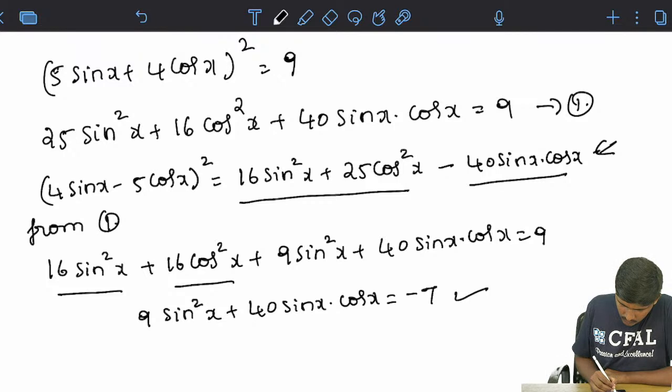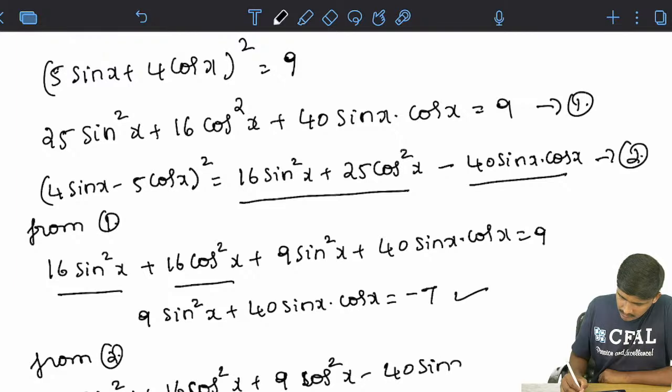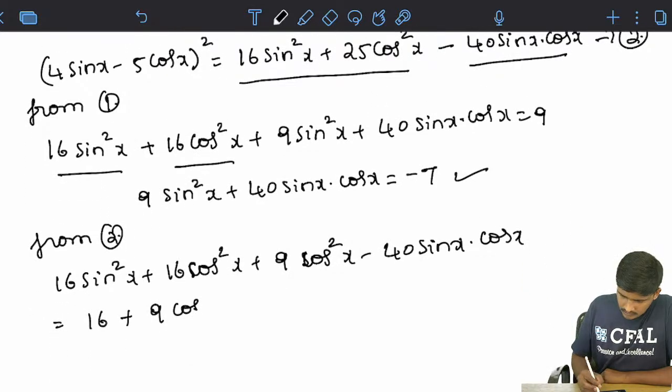Let's consider this to be equation number 2, our second equation. What I am going to do is take 16 sin square x plus 25 cos square x. I am writing it as 16 cos square x plus 9 into cos square x minus 40 sin x into cos x. So this is nothing but once again 16 plus 9 into cos square x minus 40 into sin x into cos x.